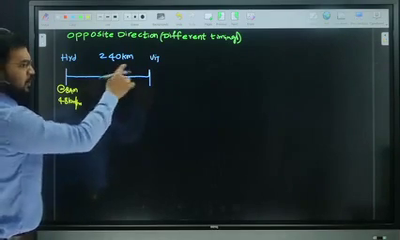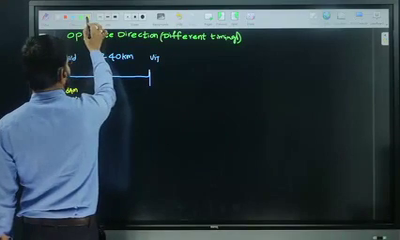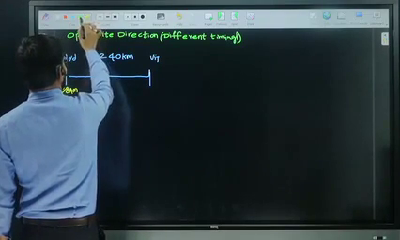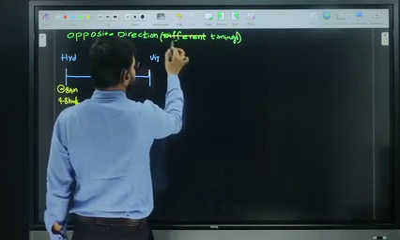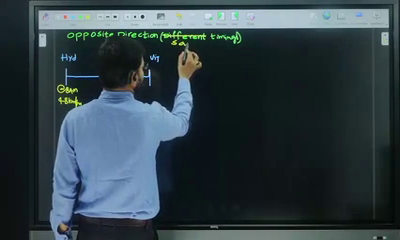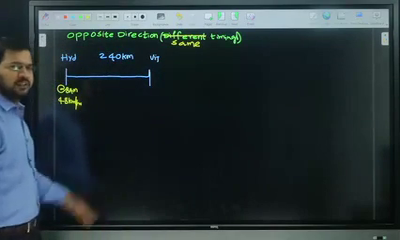So before going to the different timings, first we go for same timings. Then after that we go for the different timings. Okay, first we go for same timings.